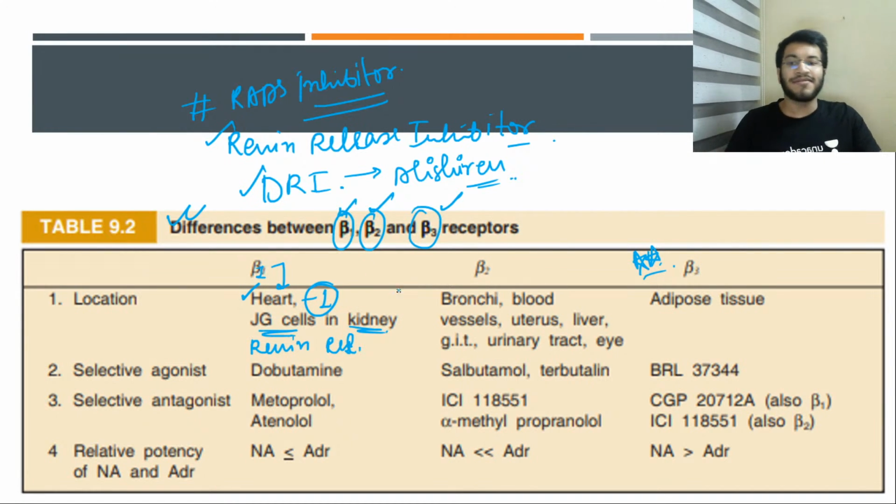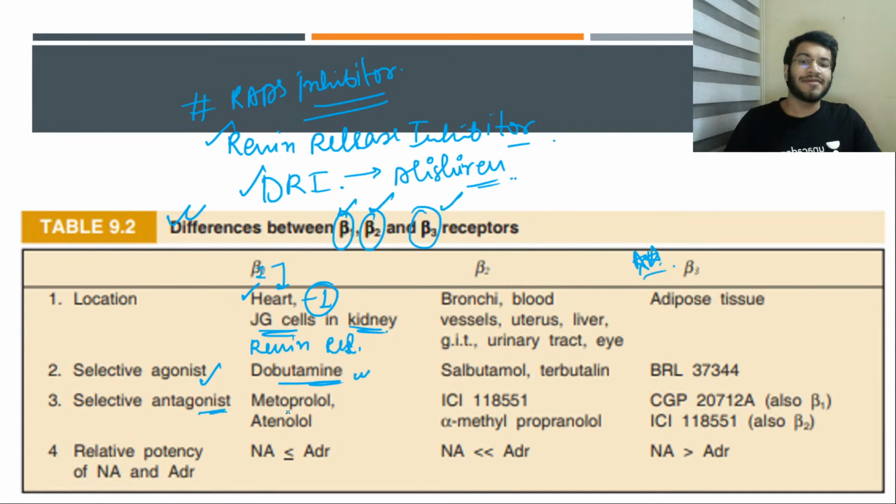Selective agonist, if I talk about it, then dobutamine is the selective agonist. Dobutamine, dopamine, isoprenaline, adrenaline, noradrenaline. Then amphetamine is also a selective agonist. I mean, not selective, but they are agonists.